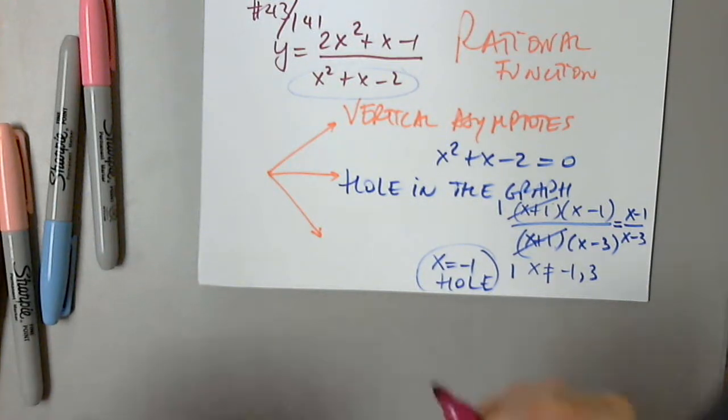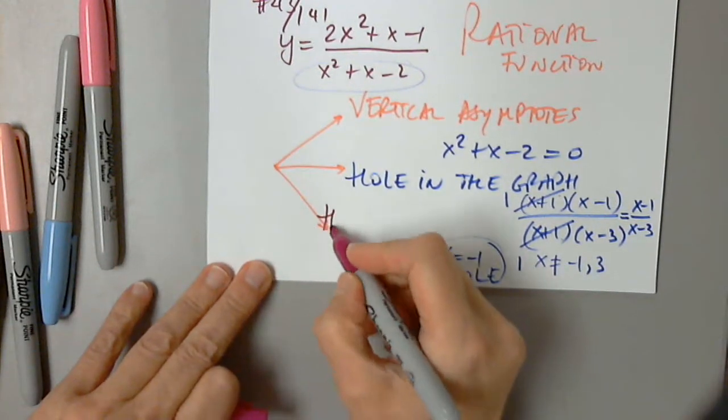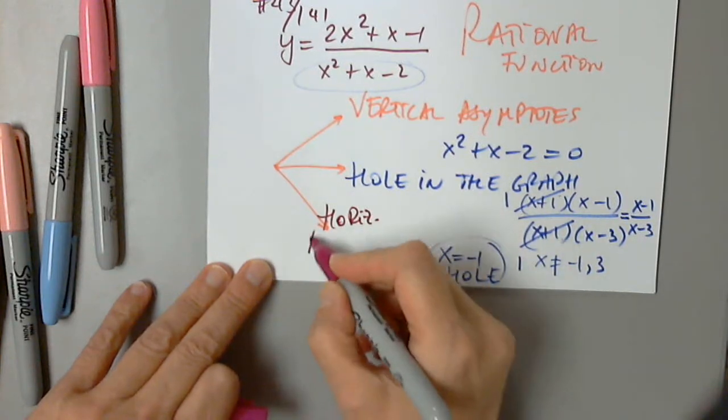Another situation, horizontal asymptotes.